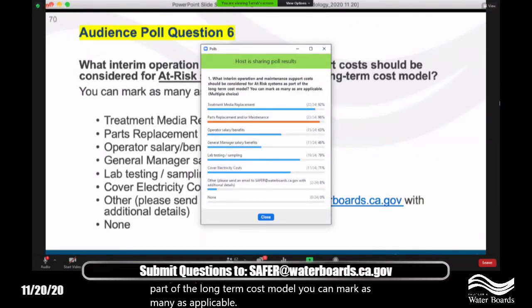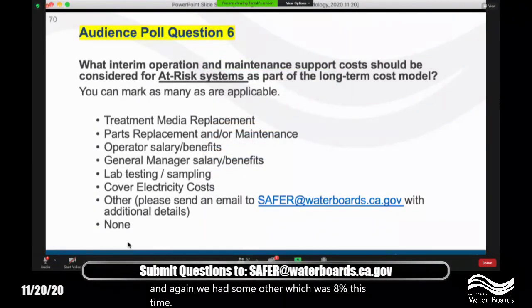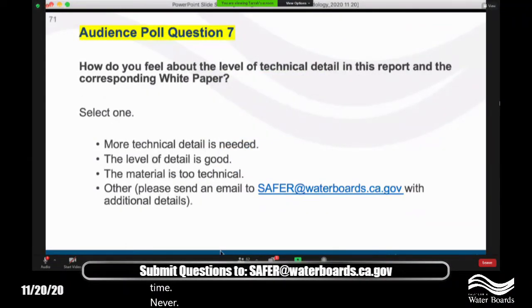All right, so again, we have the top answer as parts replacement and/or maintenance at 96%, treatment and media replacement at 92%. And then we have lab testing and sampling at 79%, electricity costs 71%, general manager salary and benefits 46%, operator salary and benefits 63%. And again, we had some other, which was 8% this time. And I will move on to the next piece.